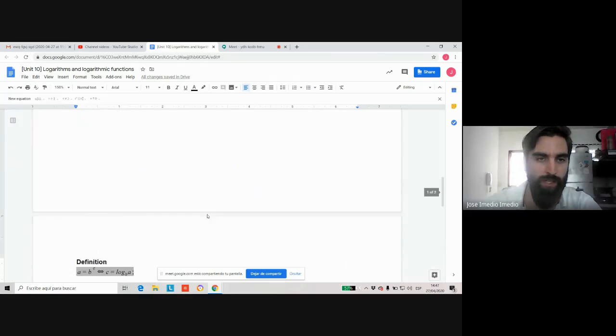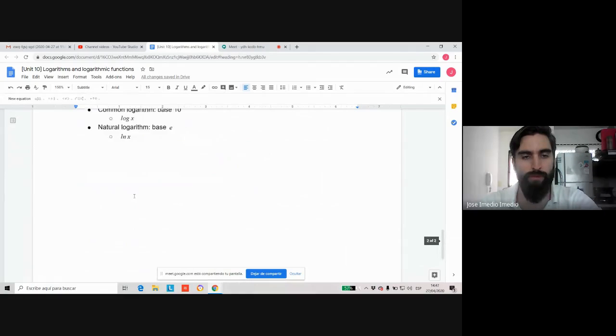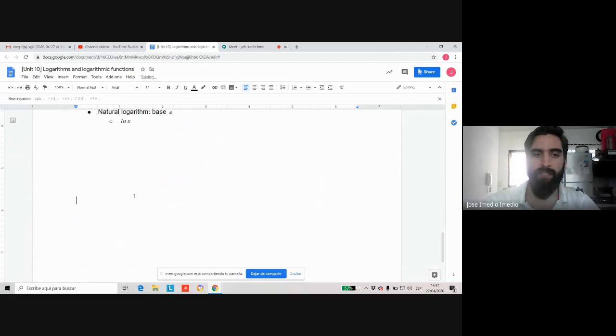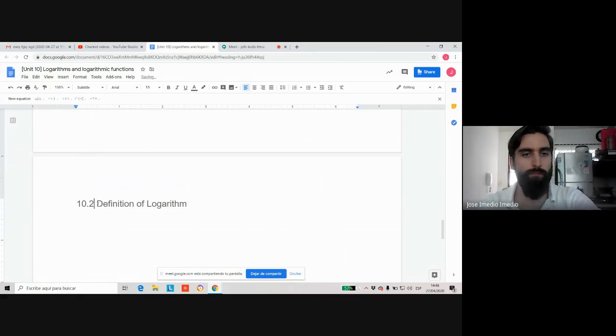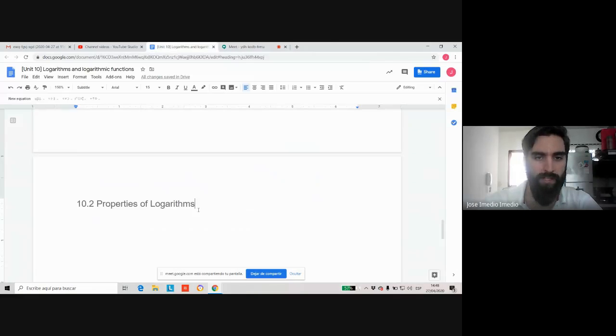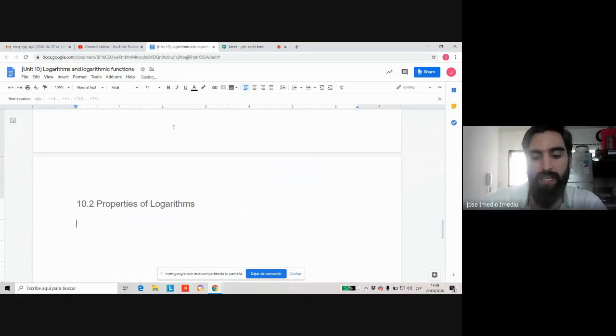Great. So now I'm going to start with the properties of logarithms. Let's start down here. 10.2 properties of logarithms. Okay, so let's start. There are 7 properties, if I'm not mistaken, and there's a condition that I'm going to write for all of them.